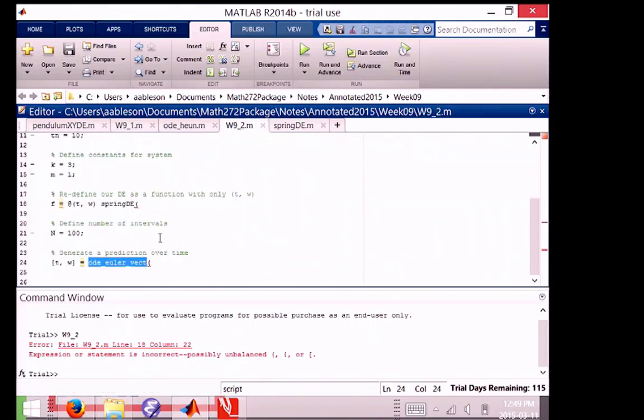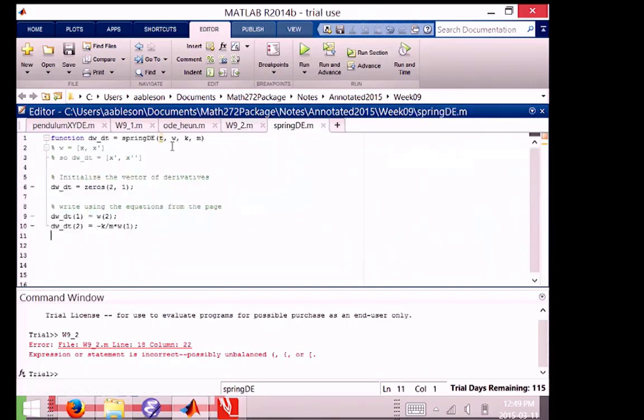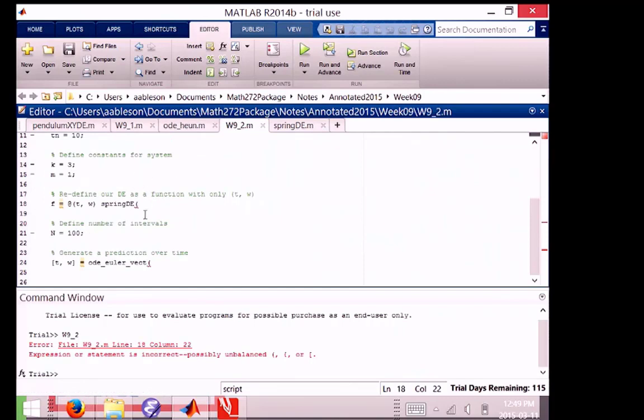All right. So what we get here is, we remember what our input arguments are here. We had t, w, k, and m. But solvers in MATLAB assume that there are exactly two inputs to a differential equation. And those two inputs are t and w, t and y, t and whatever the state variable is. So that's why we have this little bridge function here. Spring takes four things in, t, w, k, and m. We can't use that with our solver.